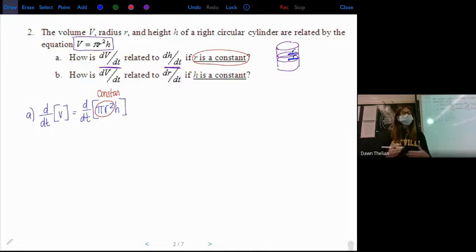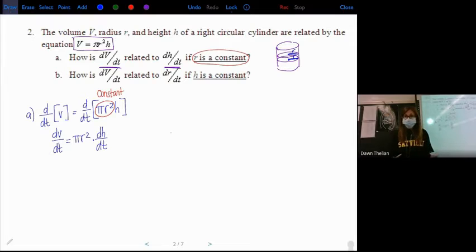If something is constant, it means there is no rate of change with respect to time. So when I take the derivative, dV/dt, the pi r squared is a constant multiple, and I just multiply it by the derivative of the height. The derivative of the height is 1, which I don't have to write, dH/dt. I don't need to use an entire product rule when you have a constant multiple.